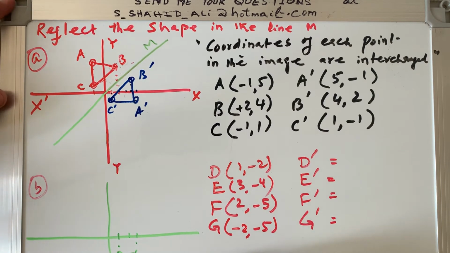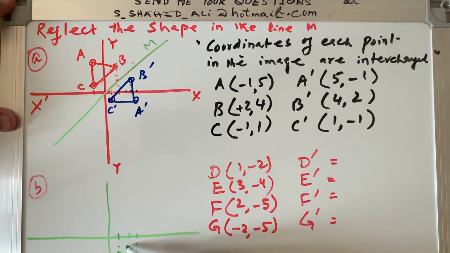Where is my F? F is 2, -5. So 2 is here, and minus 5: 1, 2, 3, 4, 5. So minus 5 is here. And then what I have is -2 and -5. So minus 2 is 1, 2, minus 2, and minus 5: 1, 2, 3, 4, 5.